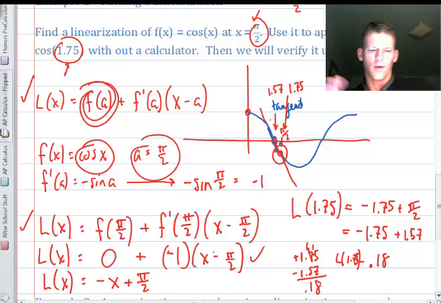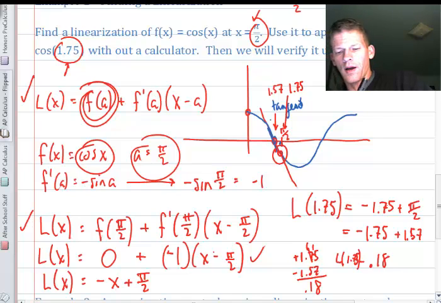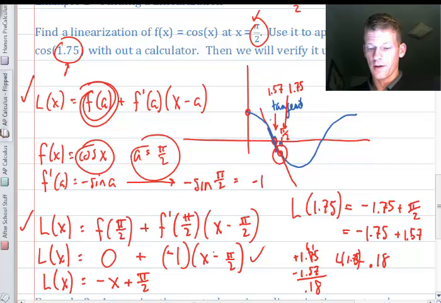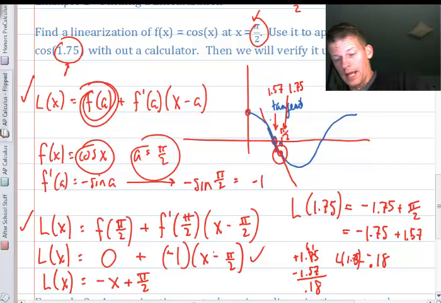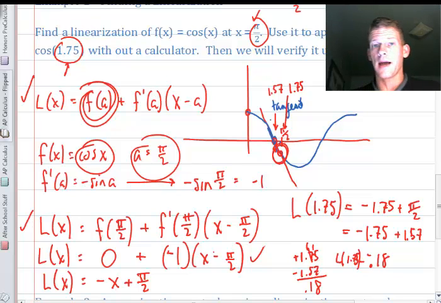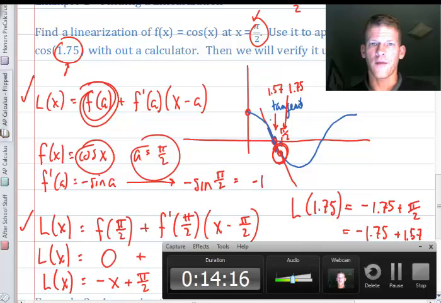Okay, so let me explain what's going on. I'm saying that the cosine of 1.75 radians is going to equal approximately, now it should be negative 0.18. You know why I knew it was negative? Because it's below the x-axis. Okay, I'm just going to check to see how much time we have. I've been going at it for 14 minutes.